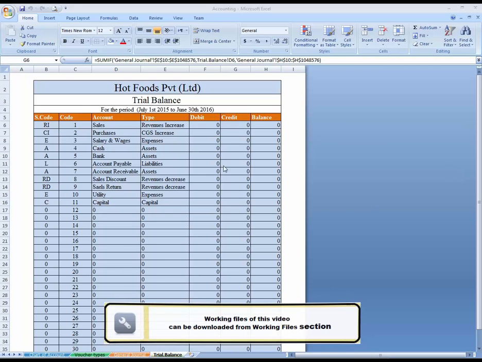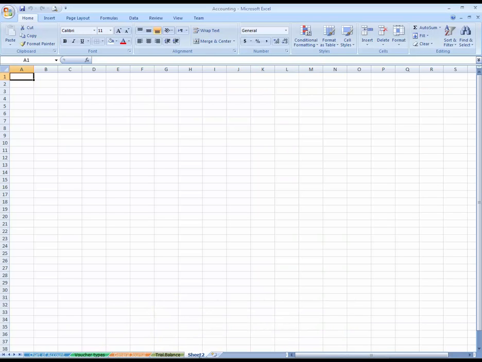This lesson is about creating profit and loss statements. So, till trial balance we have completed, and insert a new sheet and name it as profit and loss, and create over here.